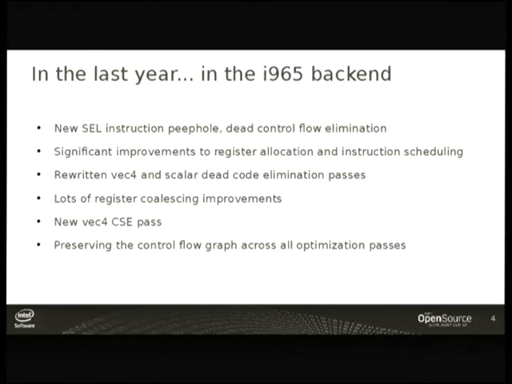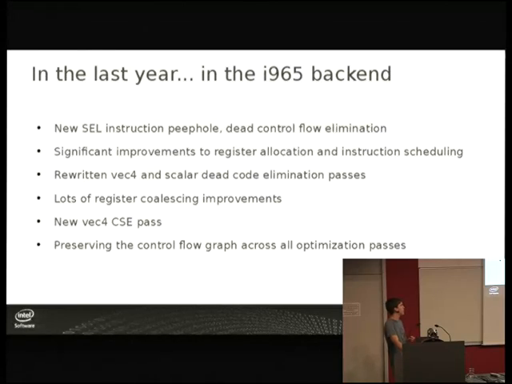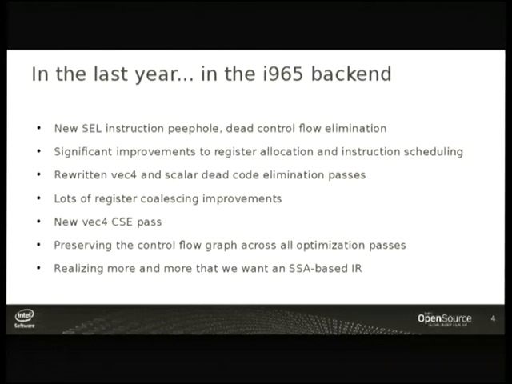And we've also made other improvements to the general compiler infrastructure, things that don't necessarily change the quality of the generated code. But we've done things like we now preserve the control flow graph across the entire compile. So before, we would just throw it away whenever we were done with it and regenerate it on demand. And now we do it once per program. But in doing all of this work and coming up with ideas for new optimizations, we're beginning to realize more and more that even though we have a flat IR and that's what we want in the back end, we still need it to be SSA.